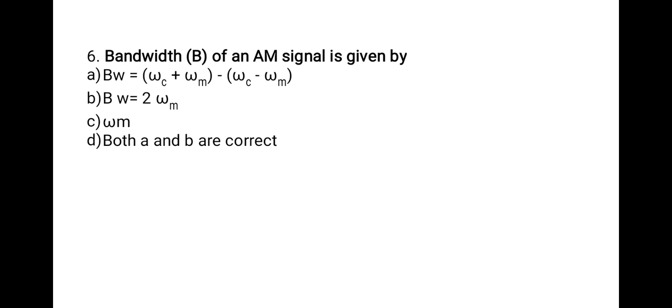The next question, bandwidth of an AM signal is given by. First option, bandwidth is equal to in bracket omega c plus omega m bracket complete minus in bracket omega c minus omega m bracket complete. Second option, bandwidth is equal to 2 omega m. Third option, omega m. And last option is both A and B are correct.